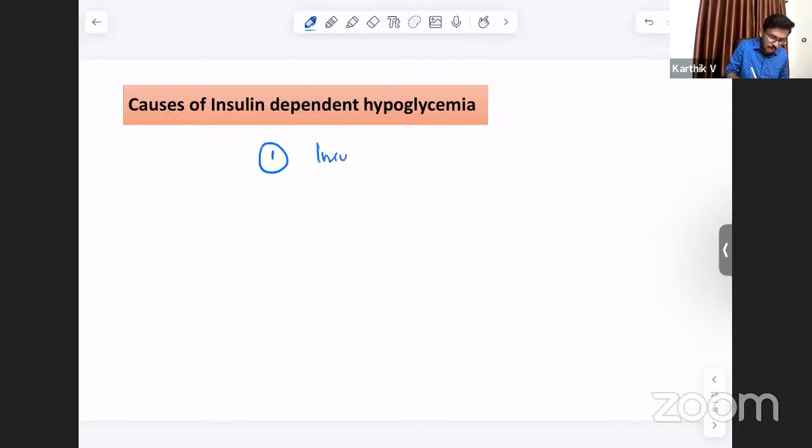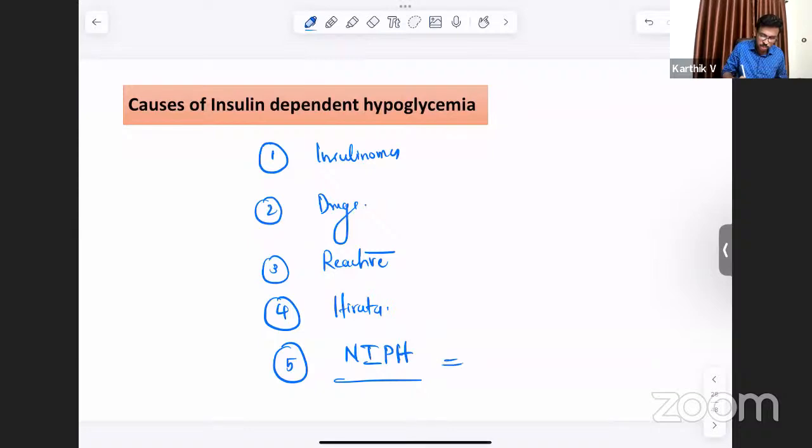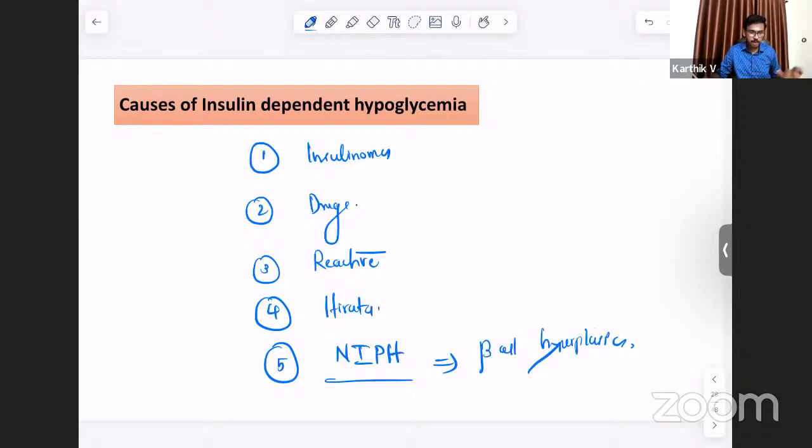Now, looking at insulin dependent hypoglycemia, we have already listed a few. One is insulinoma, then drugs like OHA and insulin. Three, we have mentioned reactive hypoglycemia. Four, we have mentioned Hirata syndrome. And five, there is something called nesidioblastosis or non-insulinoma pancreatogenous hypoglycemia. It's usually due to beta cell hyperplasia. Okay, so these are some of the causes for insulin dependent hypoglycemia.